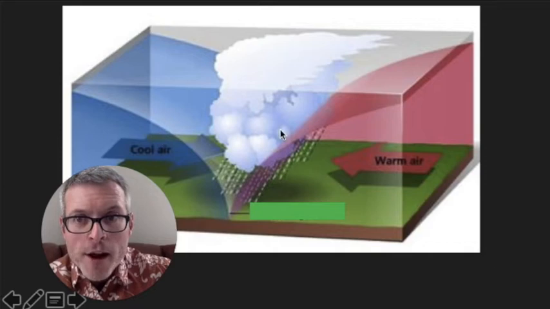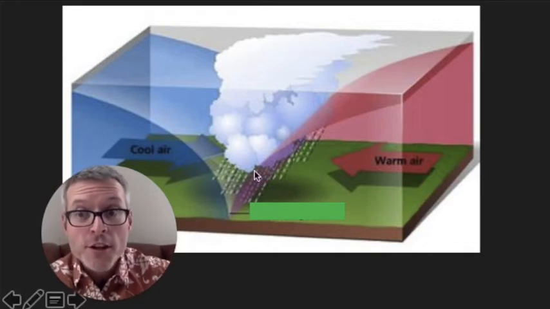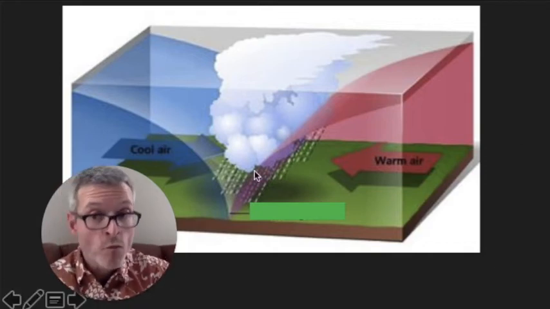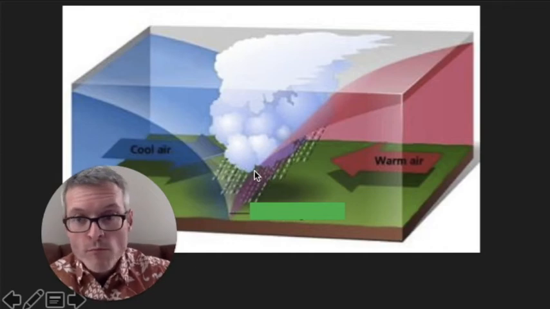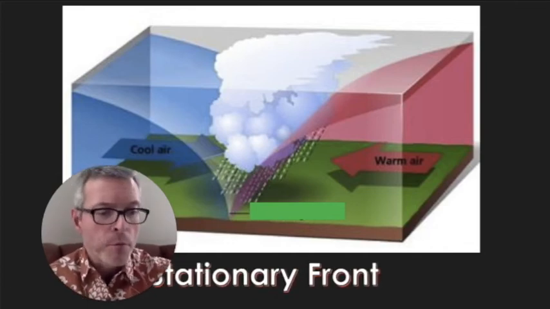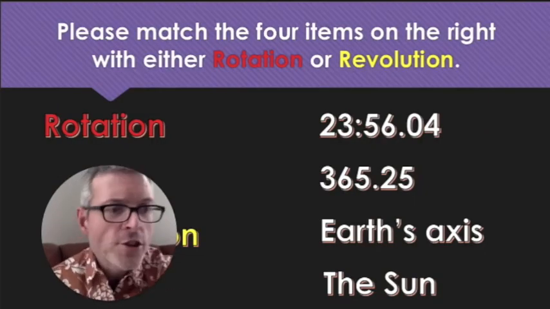When we have a cold air mass meeting a warm air mass, neither one strong enough to move the other. That is a stationary front. Perfecto. Next question.